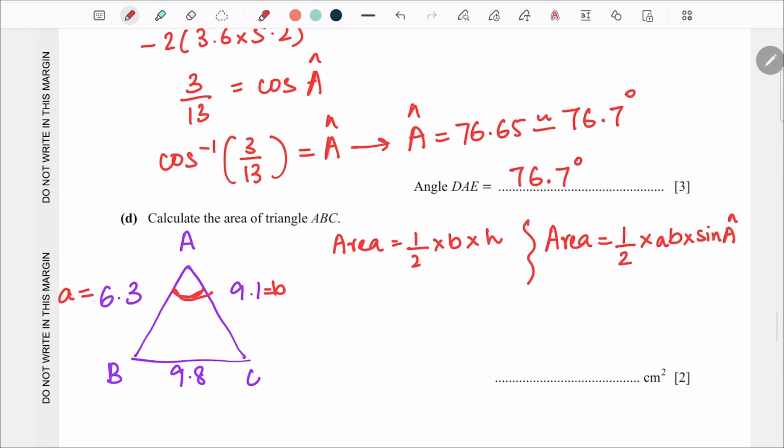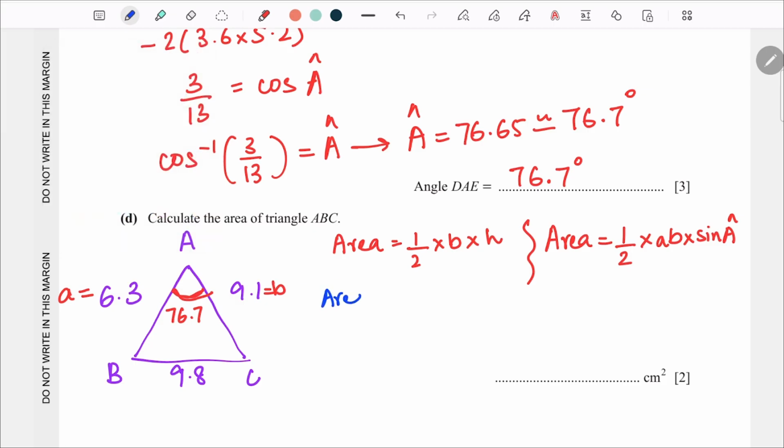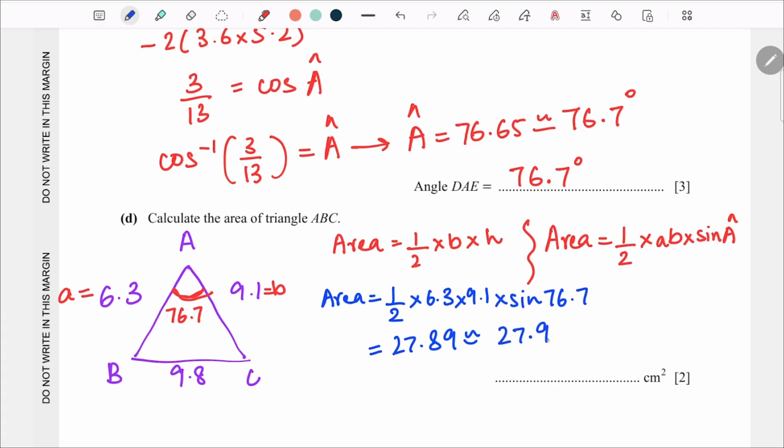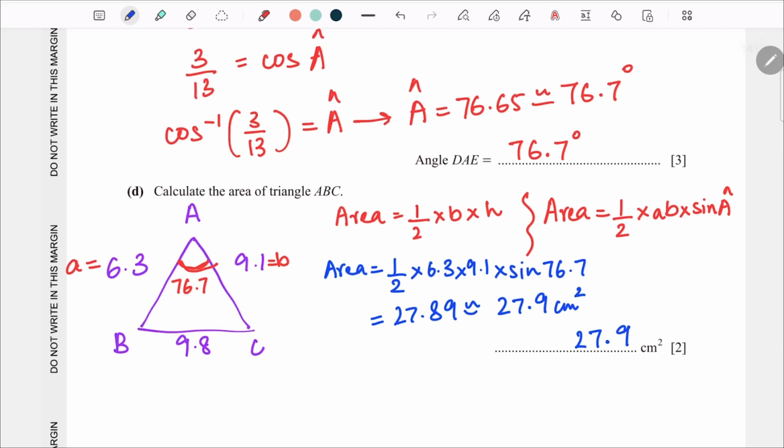So the sides here will be, A is 6.3 and B is 9.1, and the inclusive angle is A, and in the previous part we found angle A to be 76.7. So when I put all the values in the formula, I am going to be getting area is equal to half AB sine C. A is 6.3, B is 9.1, and sine of the inclusive angle, that is 76.7. And my final answer will be 27.89, which is approximately equal to 27.9 centimeters squared. So I'm going to write this down, 27.9.